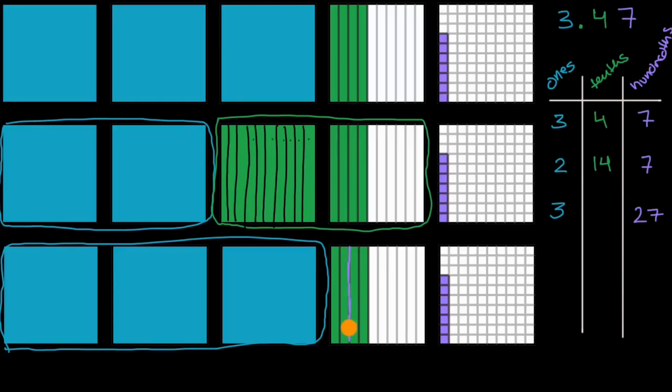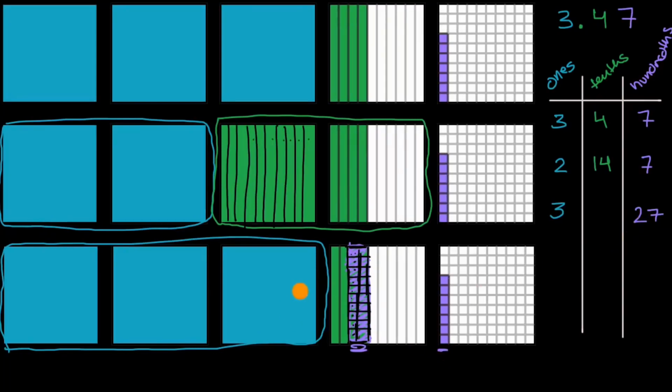So what we want to do is we would convert these 2 tenths into hundredths. And so let me actually just shade it in a little bit. So I'm going to convert this right over here to hundredths. And so there, did I do that right? 1, 2, 3, 4, 5, 6, 7, 8, 9, 10. And so there you have it. This plus this gives us our 27 hundredths.